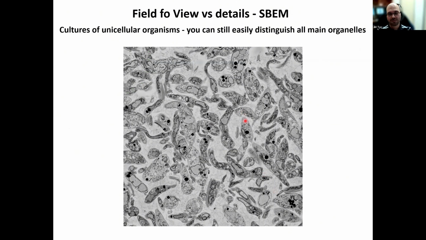So this is the example. The field of view in the serial block face can be quite large. This is the example of a cell culture of the unicellular organism Trypanosoma brucei, and the advantage is that you can, in one run, collect a lot of cells at the same time. If you compare it to the FIB, which is really popular and which has much better resolution, at least the gallium FIB, there you will get much nicer resolution, especially in Z, but generally just for one cell.